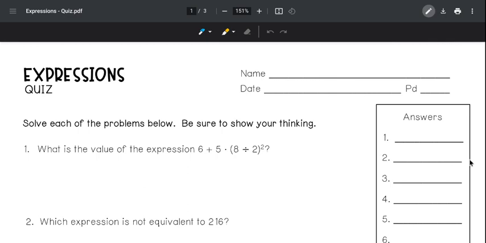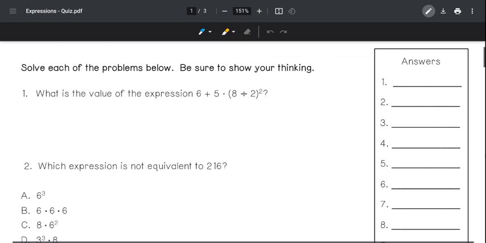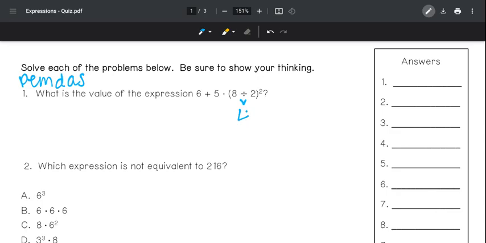All right, number 1. It says, what is the value of the expression 6 plus 5 times the quantity of 8 divided by 2 squared? So you have to follow PEMDAS. So the first thing I'm going to do is solve 8 divided by 2, which is 4. So I'm going to rewrite everything. 6 plus 5 times 4 squared.